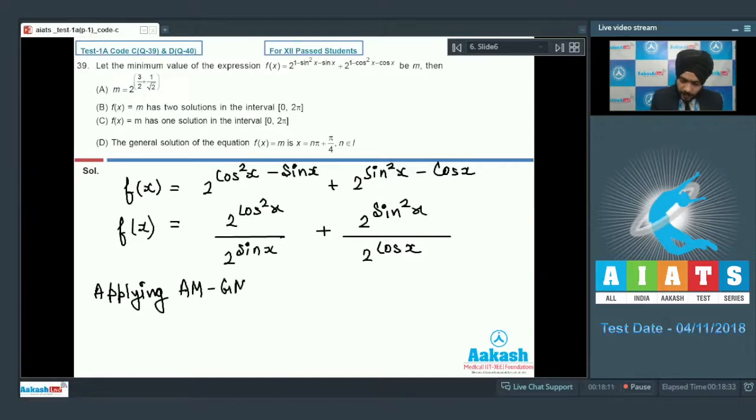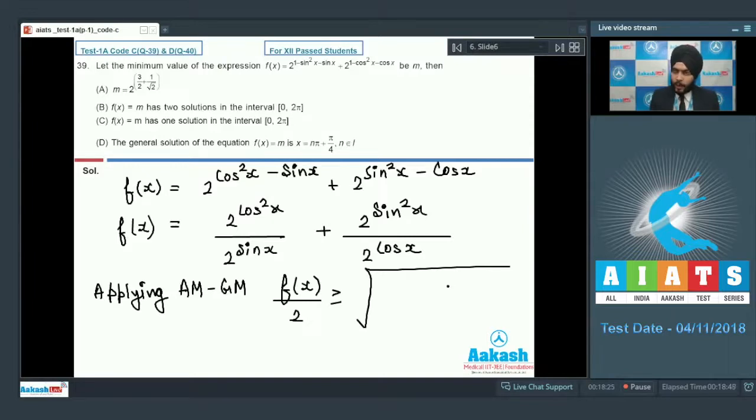Students, you must know that AM is the sum of two numbers divided by 2. f(x) is the sum of two numbers. So AM is f(x) upon 2, greater than or equal to the square root of the product of the two numbers. I will have 2 power cos square x divided by 2 power cos x. Now, the product of the two numbers will be 2 power cos square x into 2 power sin square x, upon 2 power sin x into 2 power cos x.